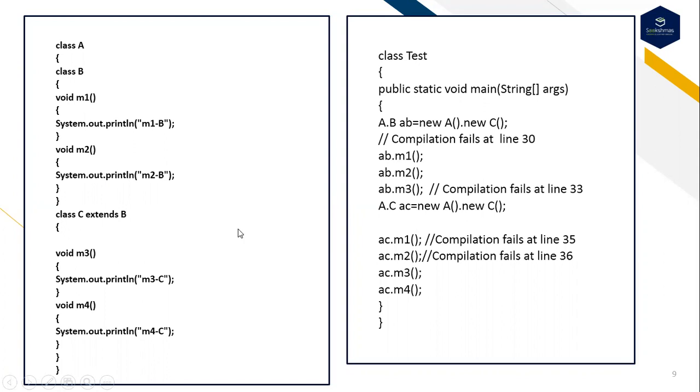And then after that, I have created an object for this. Reference is created for outer dot. This is the class C. This is the inner class reference. I created the reference for the inner class C, and an object is created for the new A class, and also dot, and an object is created for the class C also. I'm asking whether the compilation fails at line 30 or 33 or 35 or 36.